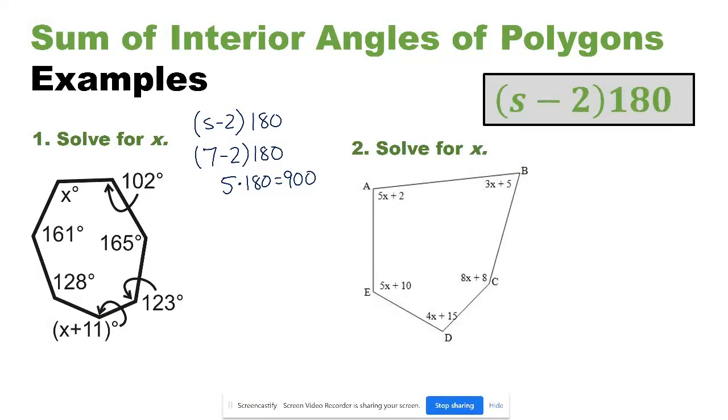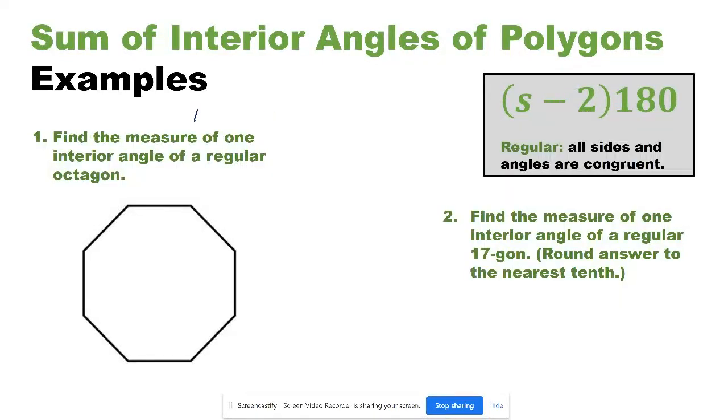So I'm going to start with this x and just add them all together. And it's going to be kind of tight because there's a lot of them. But we got x plus 102 plus 165 plus 123 plus x plus 11 plus 128 plus 161. And I'm back to where I started. So that should be 7 angles, 1, 2, 3, 4, 5, 6, 7. And those add up to 900 degrees.